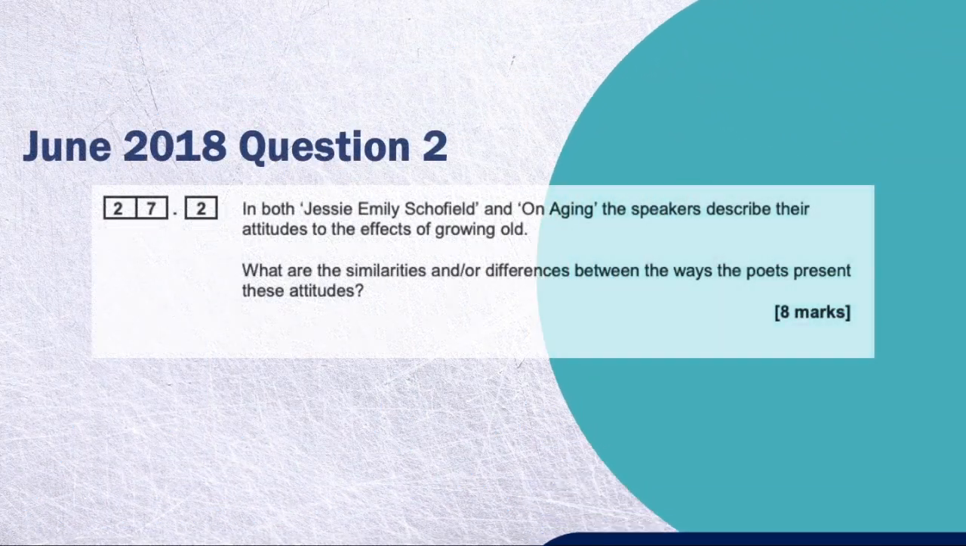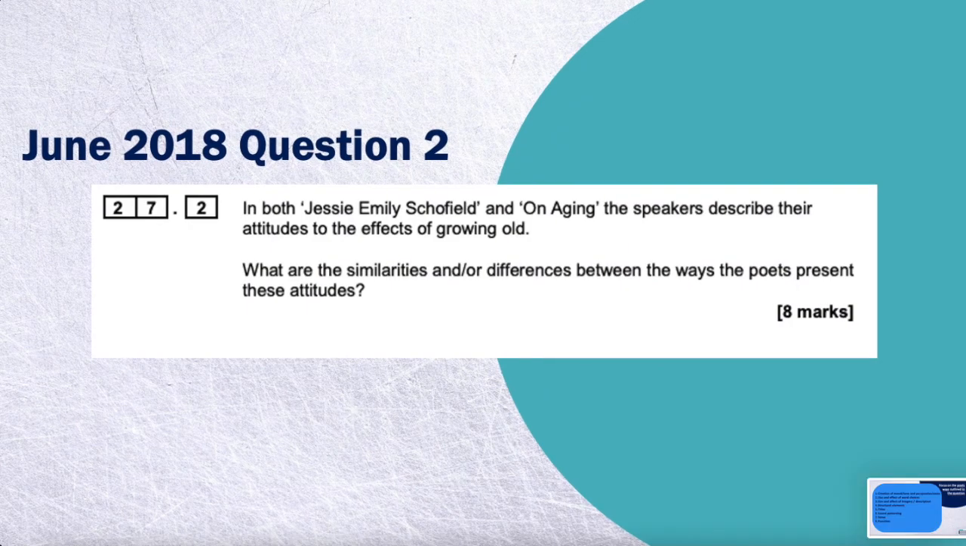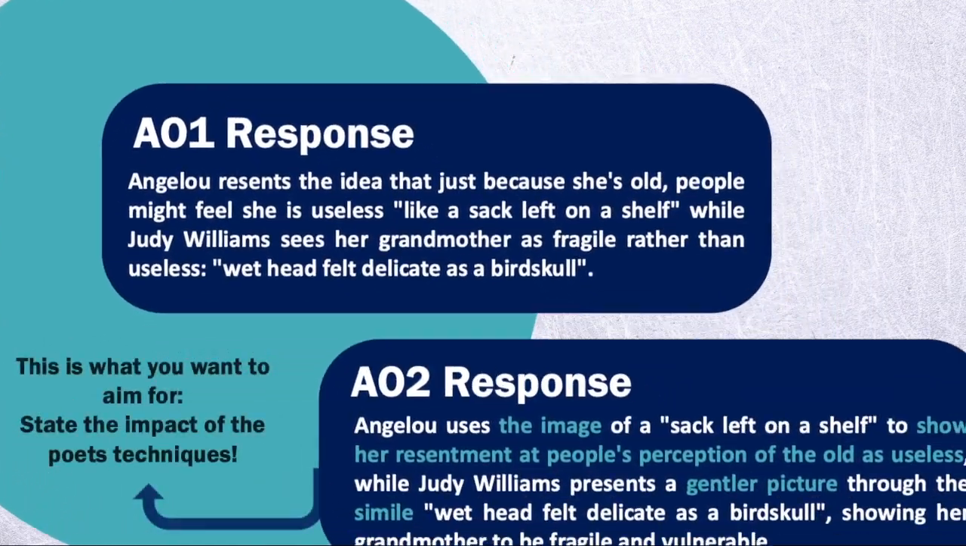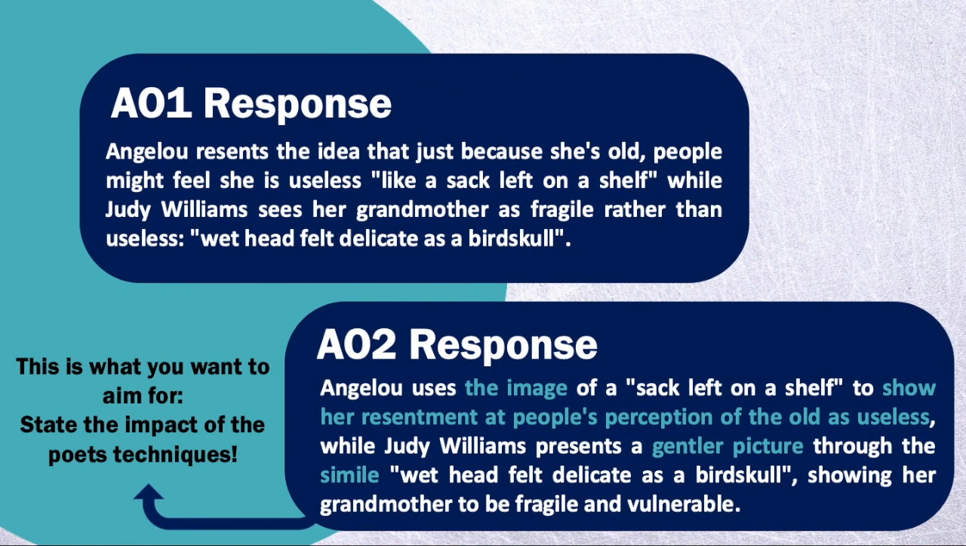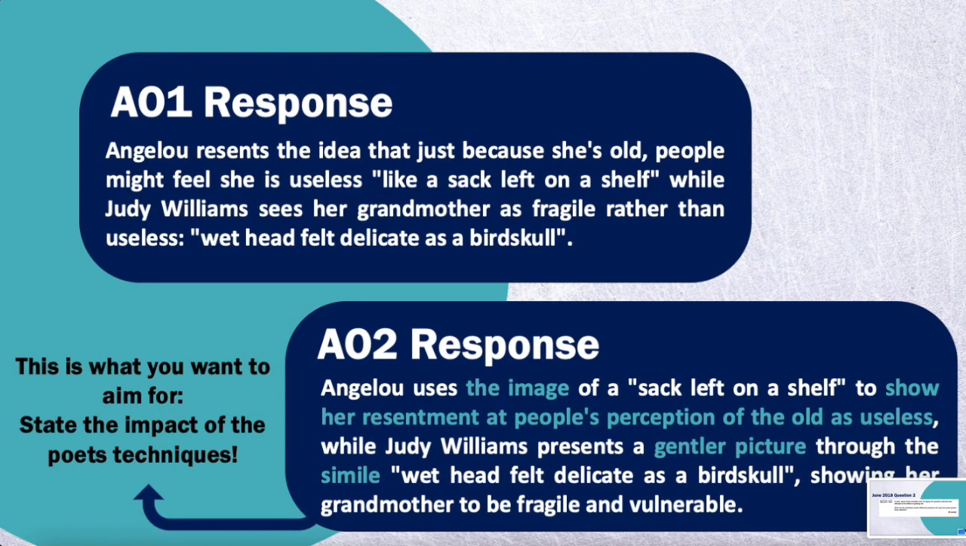I thought it would be really useful for you to see an example of when AO2 has been used. So using question 2 from the June 2018 paper, the question focuses on 2 unseen poems and how the speakers describe their attitudes to the effects of growing old. The question, of course, wants you to explore the similarities and differences in the ways the poet has presented these attitudes. So I've put 2 examples of 2 responses to the same question, an AO1 response and an AO2 response. Let's specifically focus on the AO2 response.